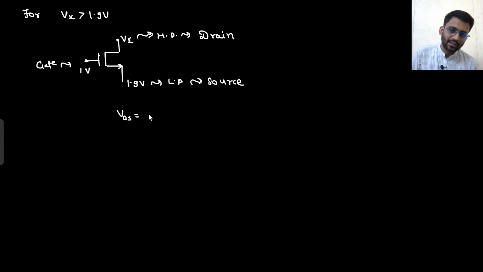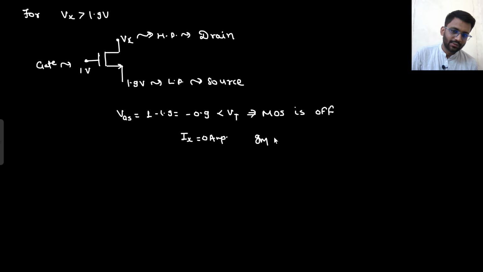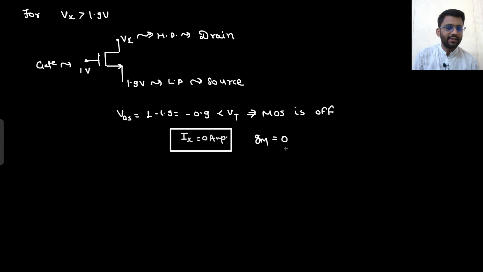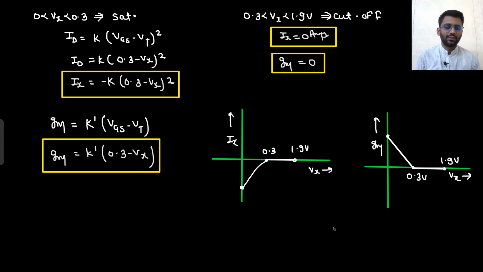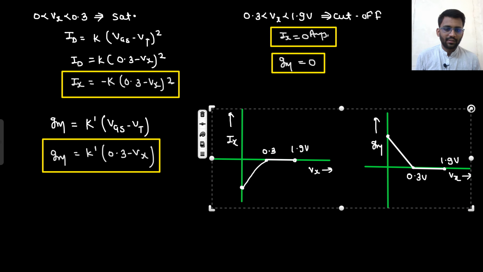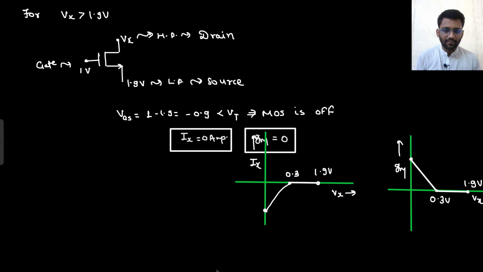What is your VGS here? 1 minus 1.9. That is minus 0.9. That is less than VT. MOS is off. And if MOS is off, then your Ix is 0 ampere. And your Gm is also 0. That's it. So after 1.9, nothing changes. After 1.9, what we got to know is that your Ix is 0, so certainly your Gm is also 0, because VGS value is minus 0.9, which is less than VT. So we can copy the same diagram for the final one.